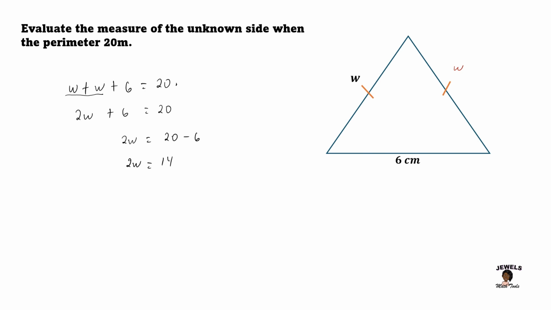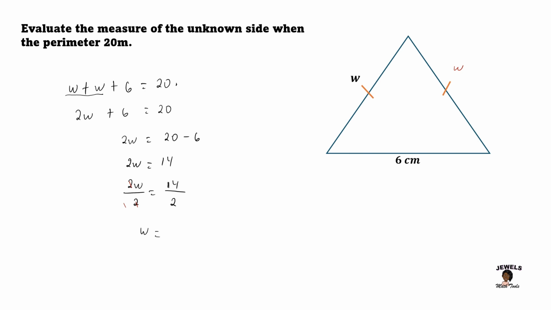Now we're going to divide both sides of our equation by 2. Remember, this goes back to your rules for algebra, where we divide both sides of the equation by our coefficient so that we can find the value of our unknown variable. So 2 divides into 2 once, which will leave us with W.